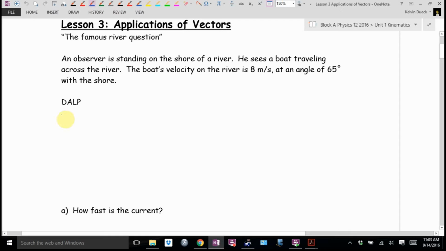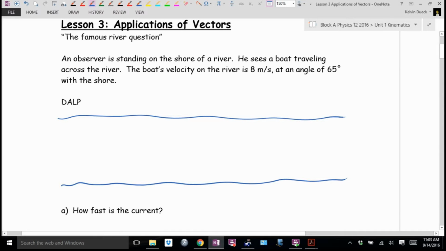Let's draw a little picture. Here's the river. Let's decide that the current is going this way. You could have it go the other way, but just so the question doesn't say. If it said, we'd do the correct direction. If the current is moving to the right, which way is the boat getting pushed? To the right. So it says the velocity on the river is 8 meters per second. I guess it would be like this, with an angle of 65 degrees with the shore.